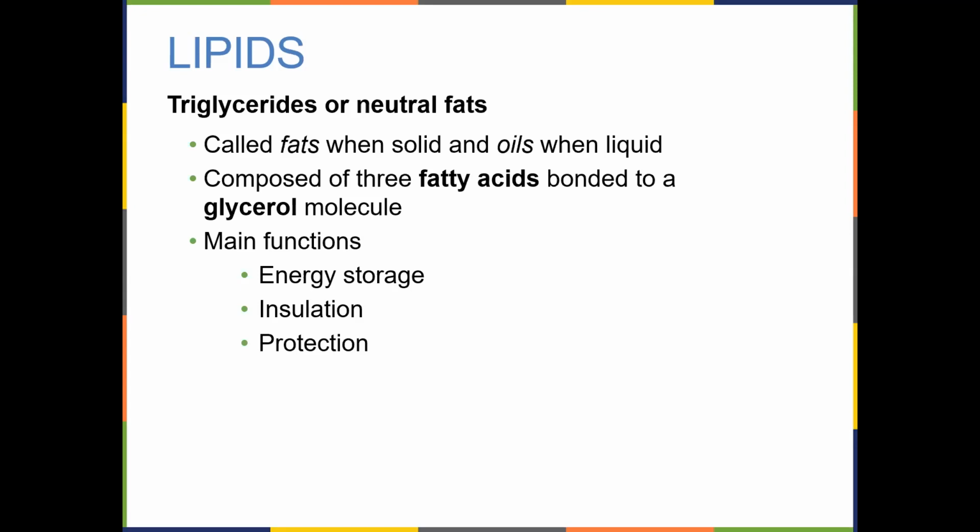Chemical structure is pretty much the same as far as the makeup of the carbons and hydrogens and oxygens. It's just their shape is different. They have different shapes and different appearances. One's a solid, one's a liquid. So a fat is a solid lipid and an oil is a liquid lipid.